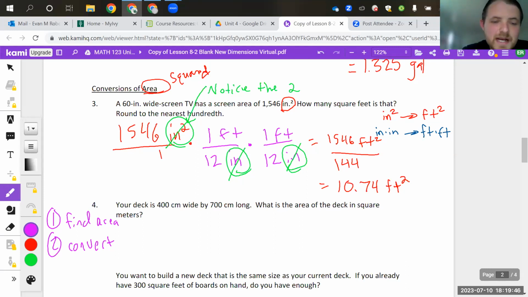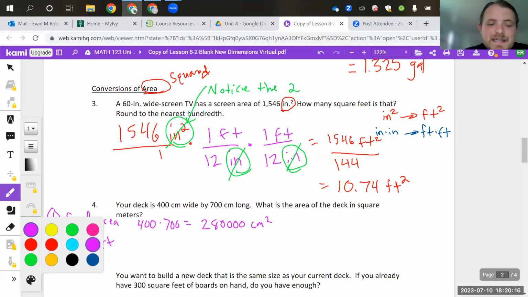So the actual area is going to be 400 times 700 because of length times width, which is going to be 28,000. Actually, a lot bigger, 280,000. Sorry. Yeah, 4 zeros. And that's going to be centimeters squared. Again, it's centimeters squared because there was 400 centimeters, 700 centimeters, 2 of them. So it's squared. So I've got my area. Now I need to convert that thing to meters. So I'm going to put it over 1.